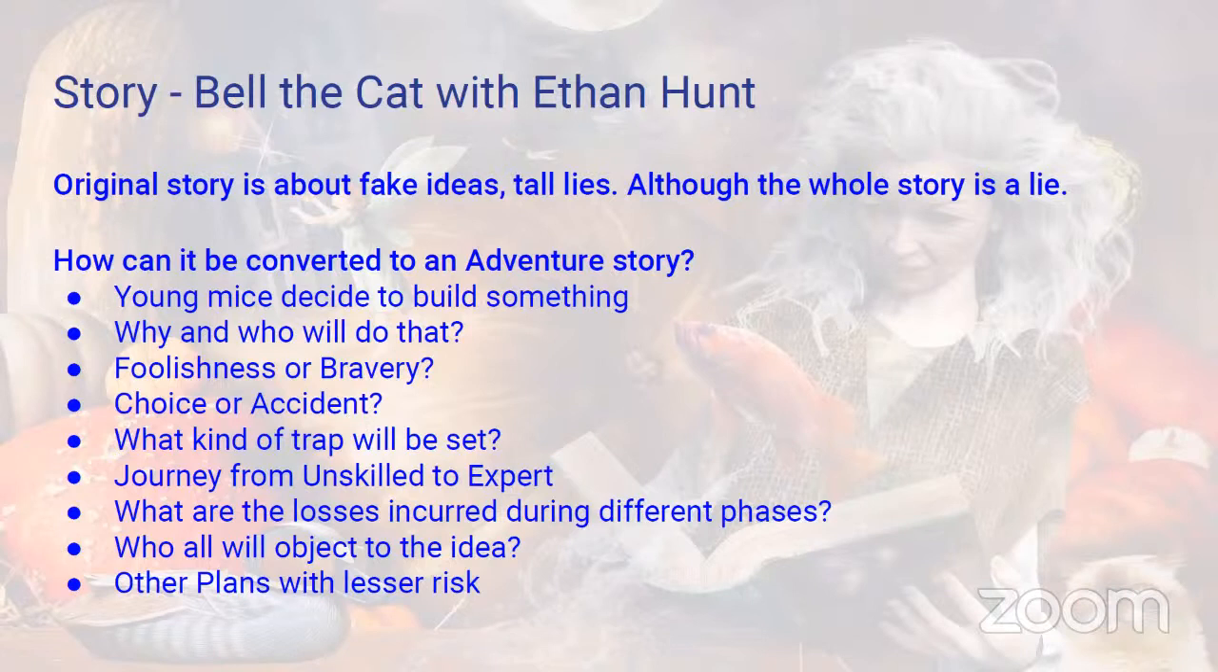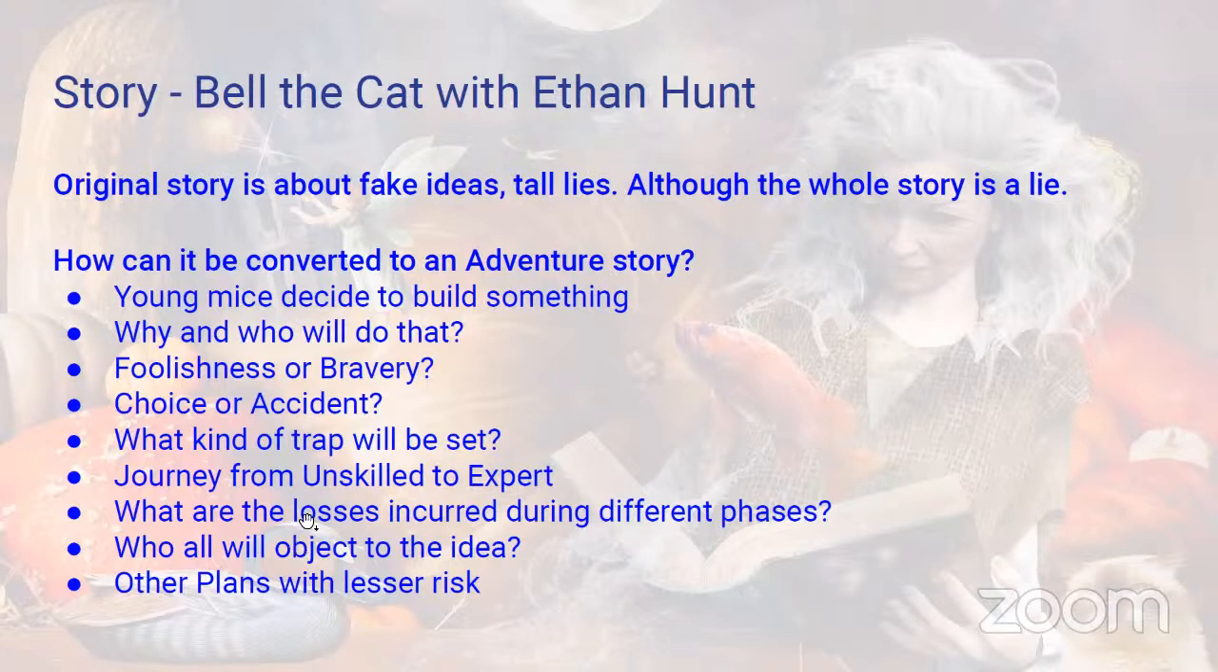So why will a specific team or set of mice pick up this mission? Is it by choice? Will they be asked to do this? Are the mice skilled to do that? How will they learn? What are the losses incurred during different phases? We cannot have a simple story where they don't end up in a perilous situation. You might have a time when the cat wakes up suddenly and catches mice by the tail, but some other mouse will roll something over the cat's head or something. The cat dodges that and the mouse escapes. So you have to have some individual losses.